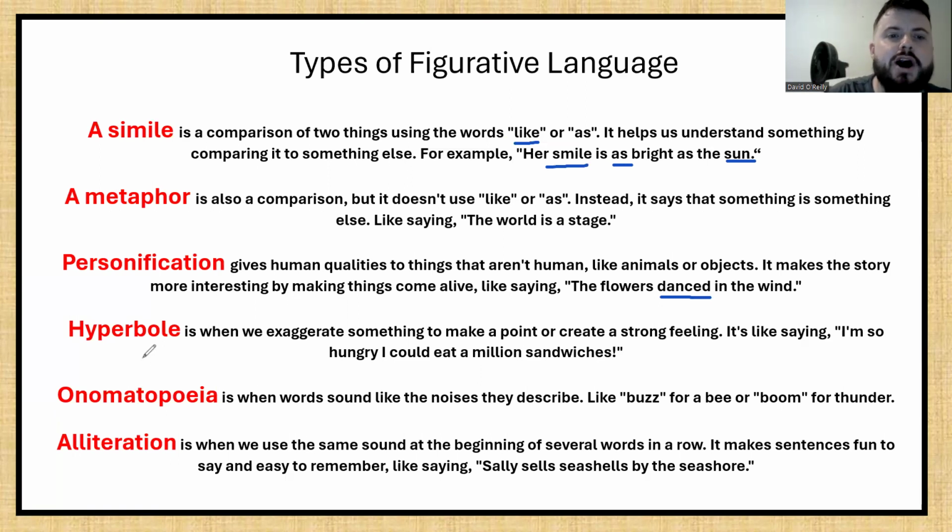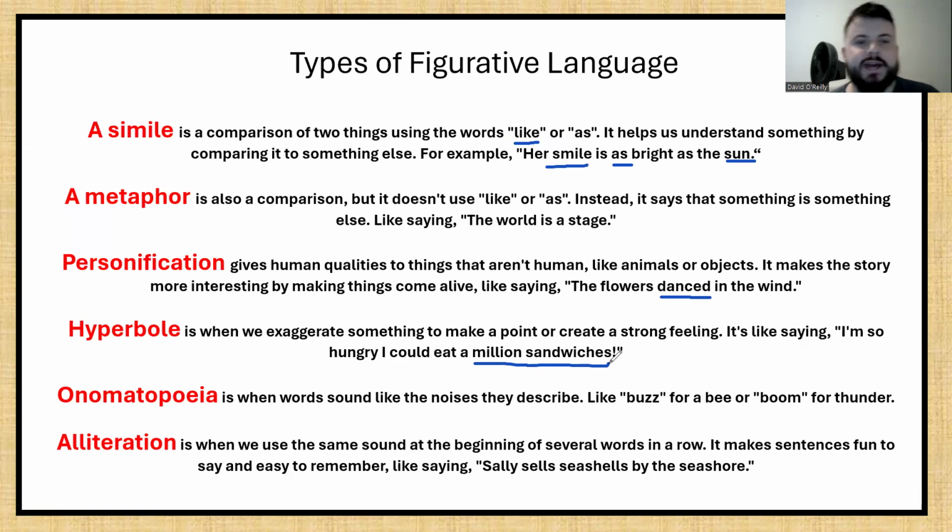Okay, then we've got hyperbole. This is when we exaggerate something to make a point or create strong feeling. It's like saying, I'm so hungry I could eat 1,000,000 sandwiches. This is hyperbole. Of course, no one could eat 1,000,000 sandwiches. It'd be impossible. But by saying million, by really exaggerating, we're emphasizing the point that we're hungry. Okay, that's hyperbole. It's all about exaggeration.